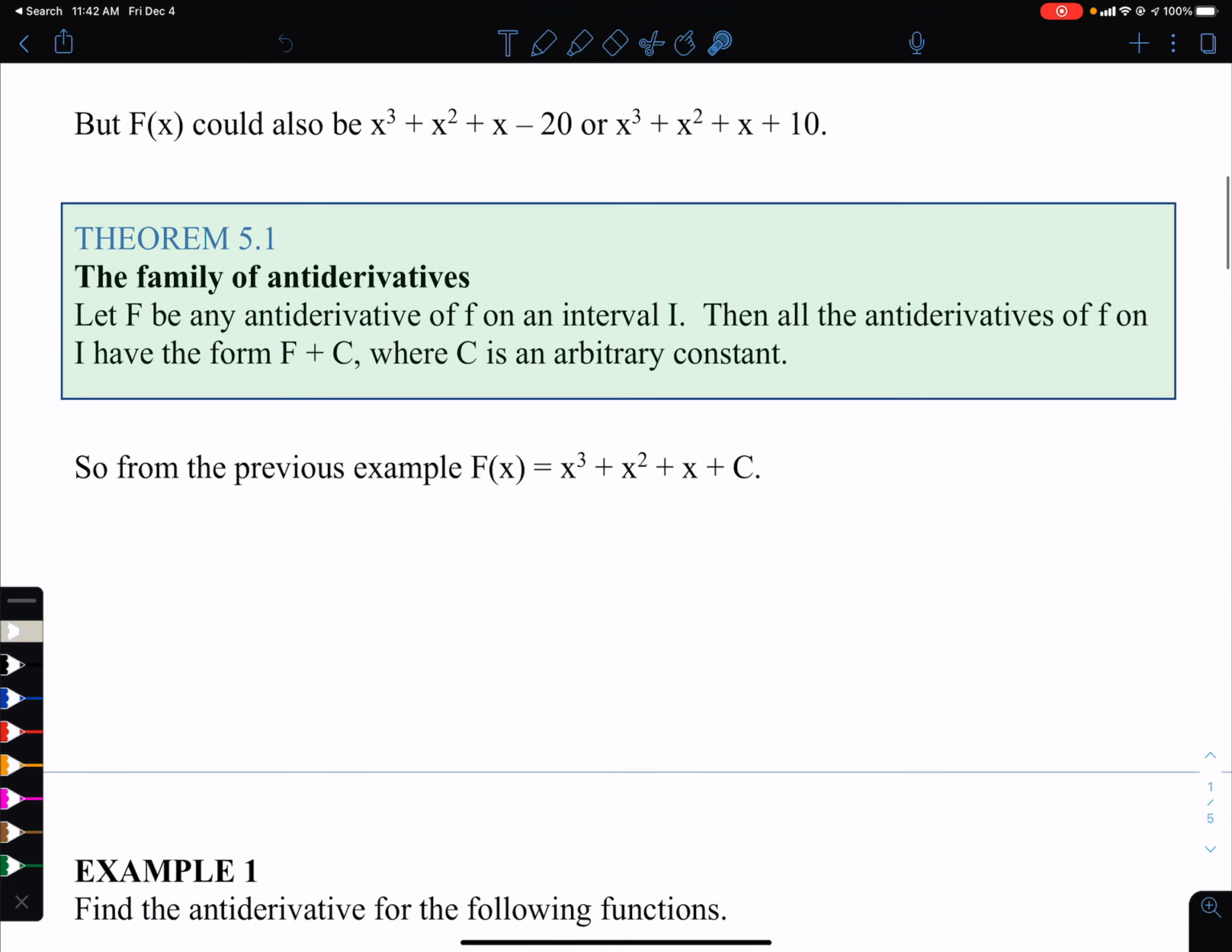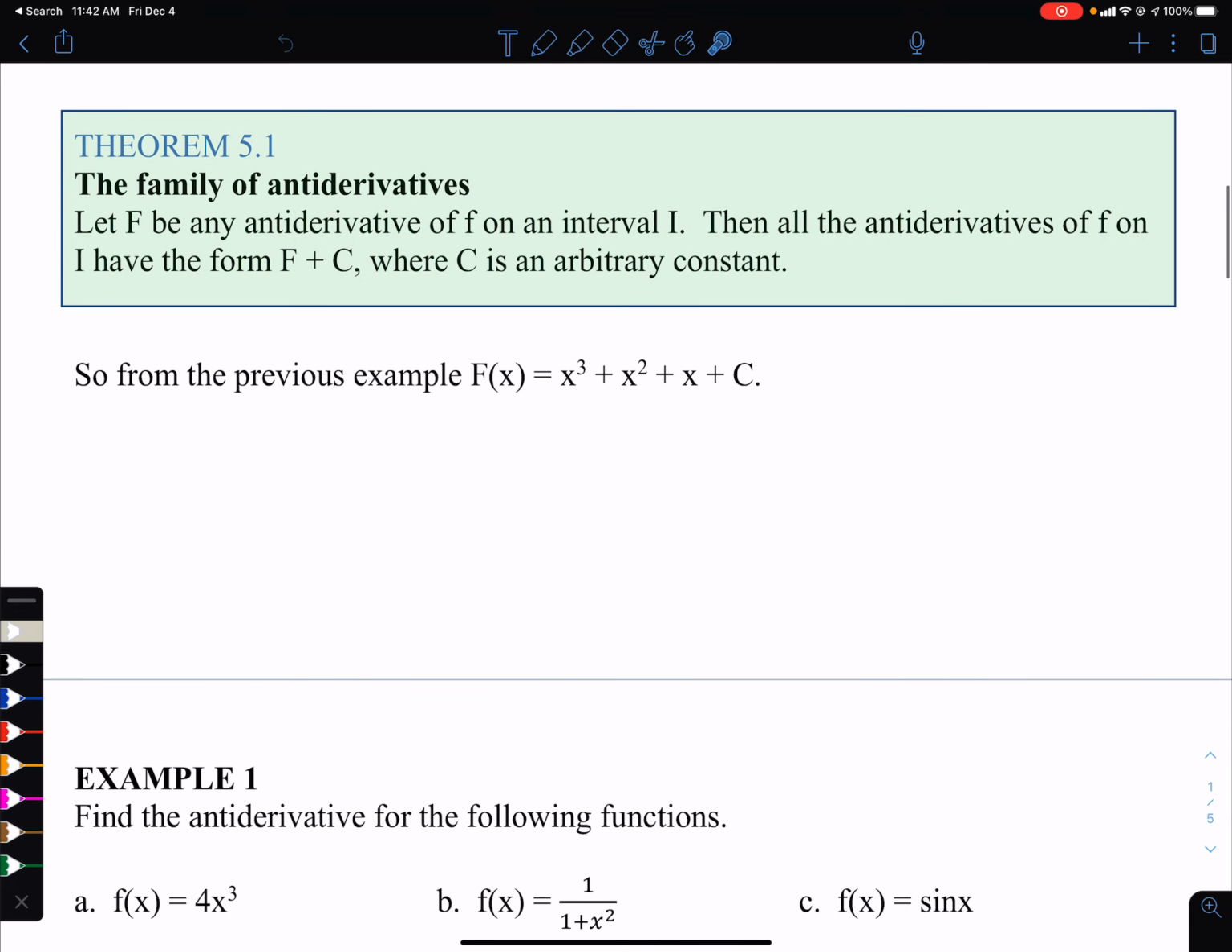There are multiple, an infinite number. It's called the family of antiderivatives. So let big F be an antiderivative of little f. Then all the antiderivatives of f on I have the form of F plus C. In other words, you can add any constant to your antiderivative, and it is an antiderivative still.